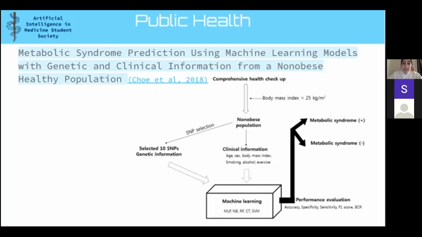So in 2018, this Korean group developed a prediction model for metabolic syndrome in non-obese people using both clinical and genetic information. They used clinical and genetic polymorphism information with 5 machine learning algorithms, including naive Bayes classification. And their goal in this study was to help identify non-obese metabolic syndrome individuals and guide them towards getting more health checks and adopting preventative lifestyle measures. Link is here if you're interested in reading more about it.